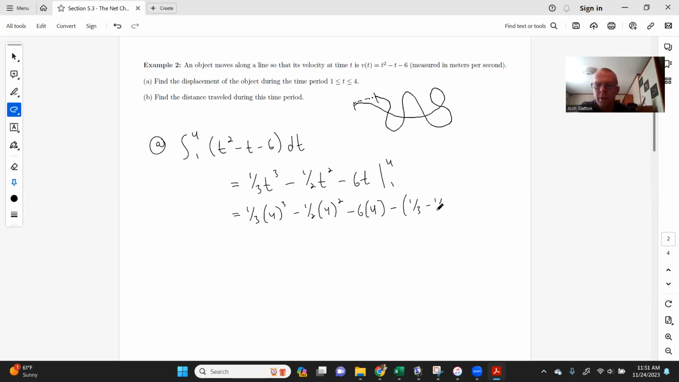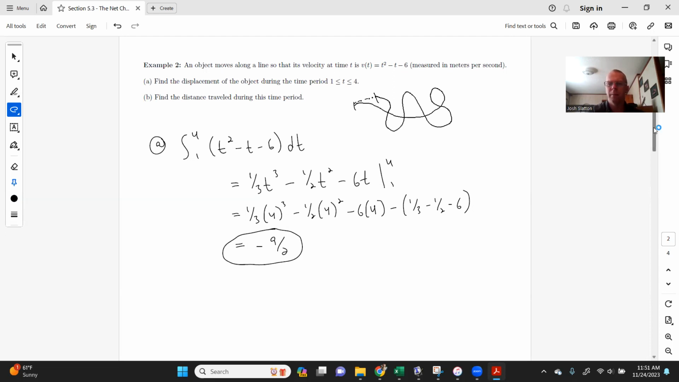And I'll skip plugging the 1 in since we're just going to look at the coefficients anyway. So simplify all that, and we get -9/2 in this case. All right, so in this case, if you start here, you're going to end up over here somewhere. So that's the displacement.